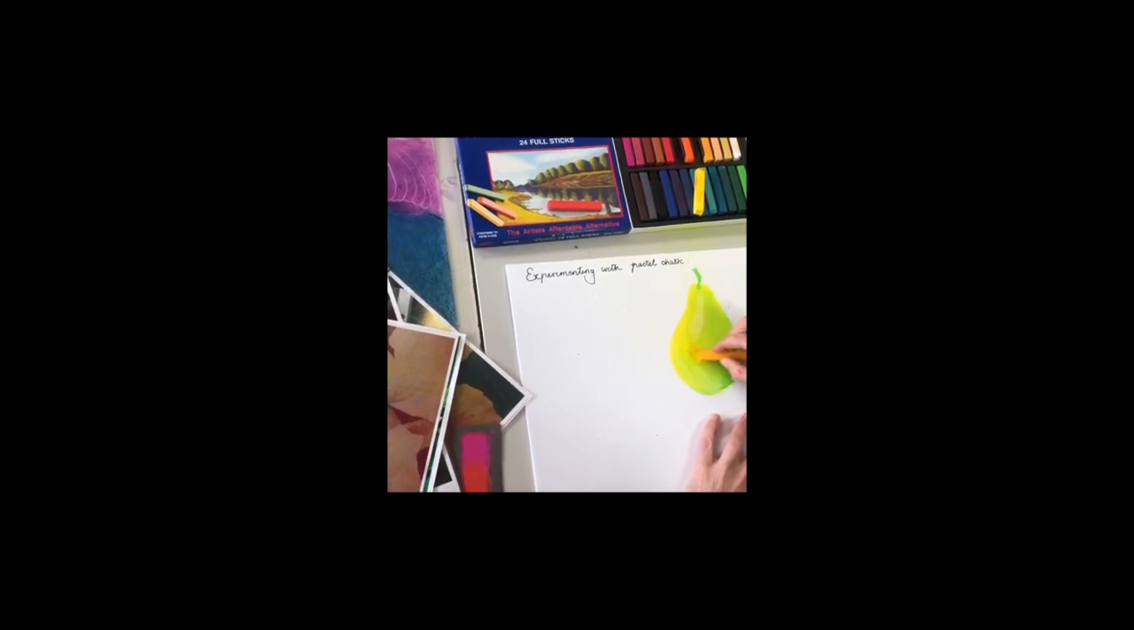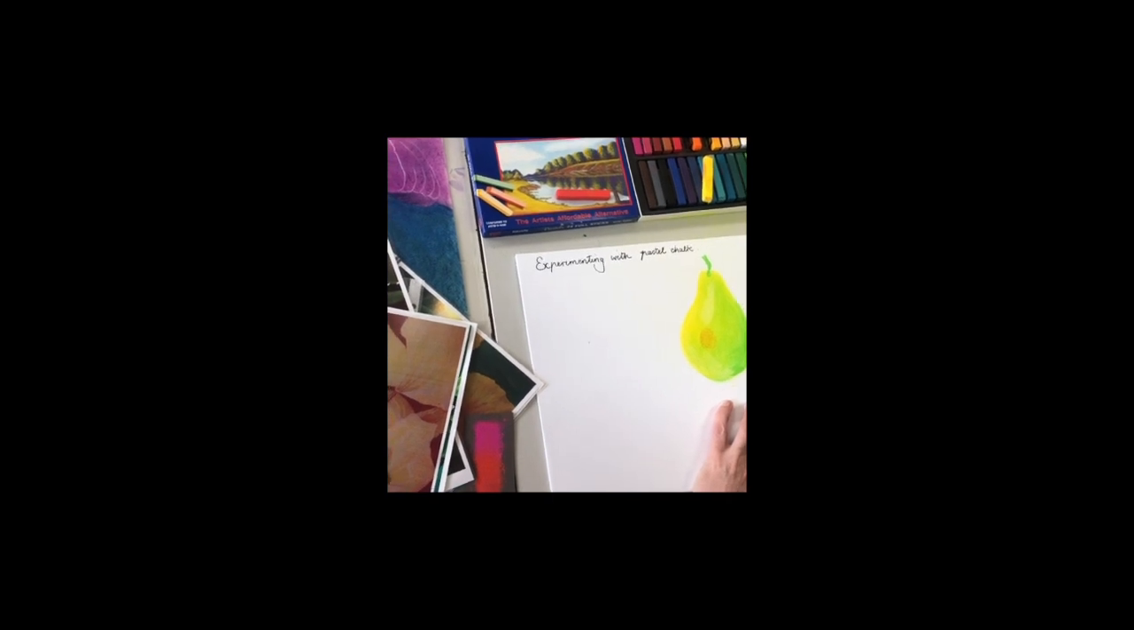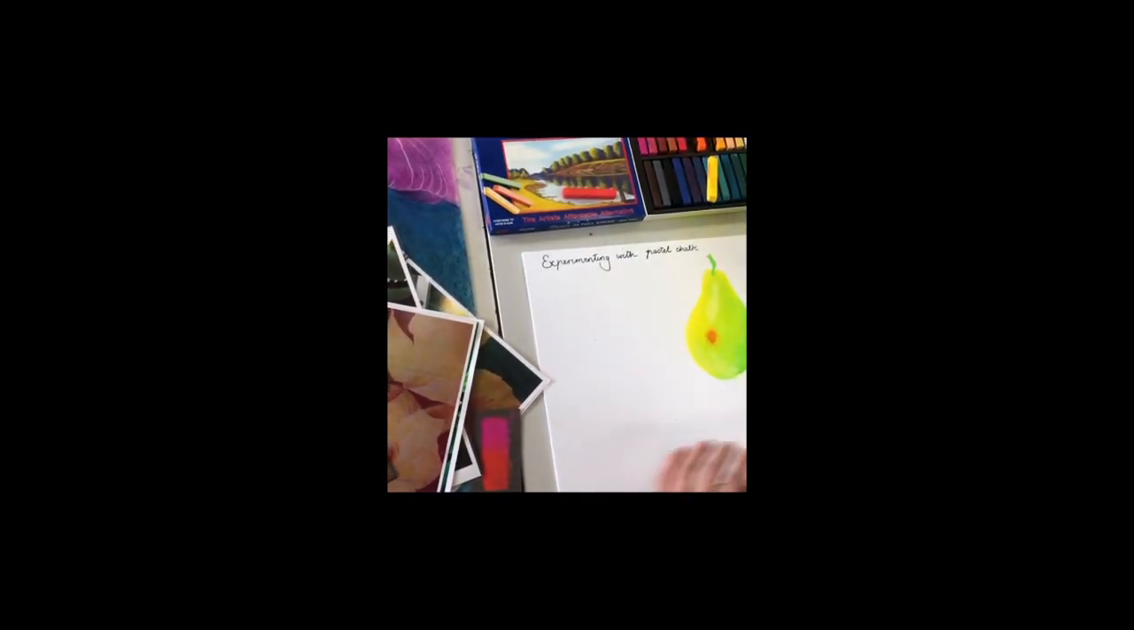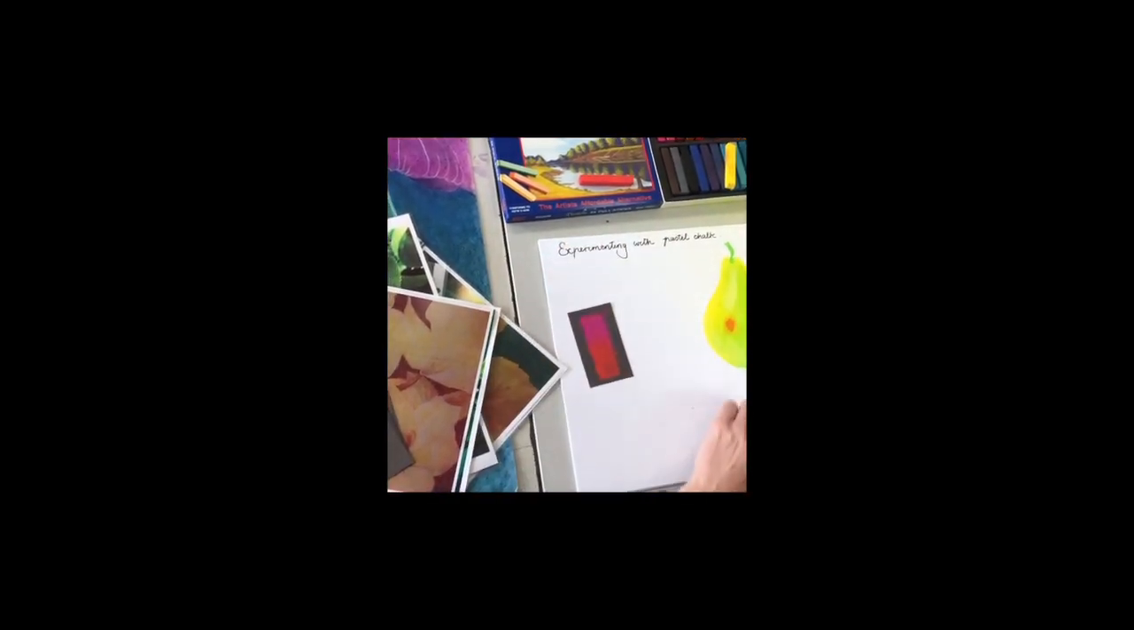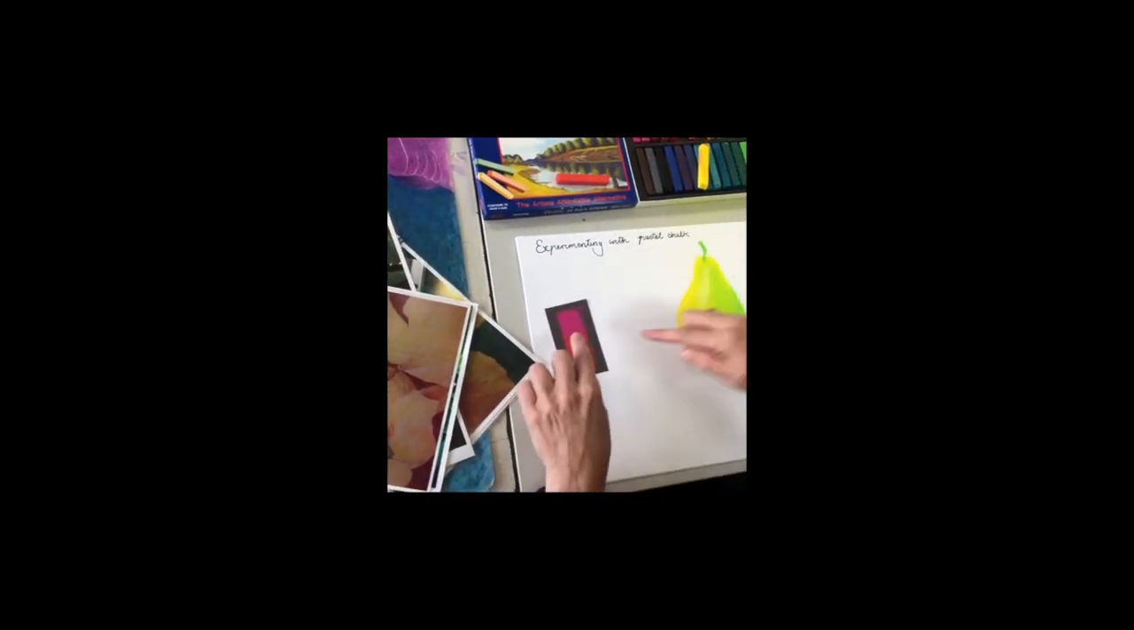Can you see where the orange is? I'm looking at that now, I think it needs to be a little bit darker. And then we've got our pear. So on your page, you're going to have experiments with one object and all the different colours.